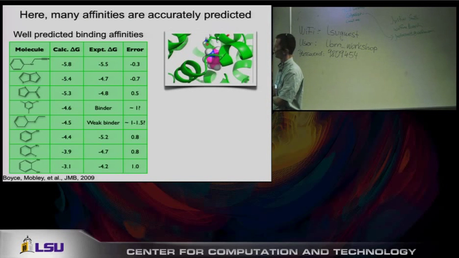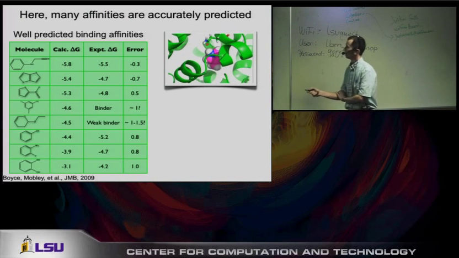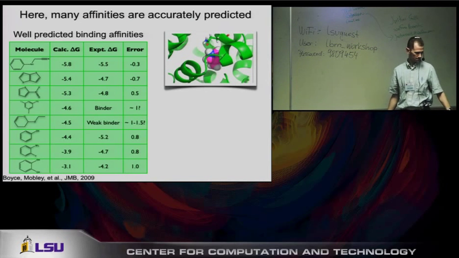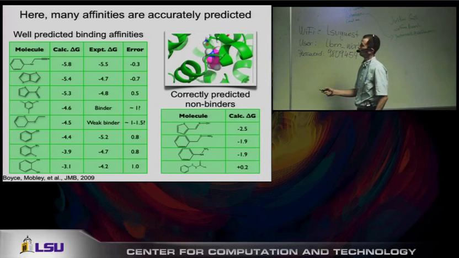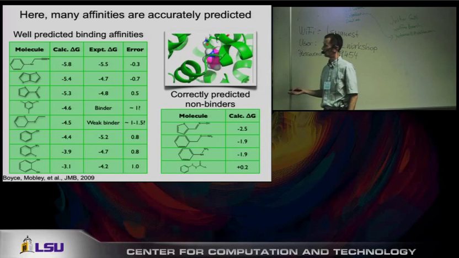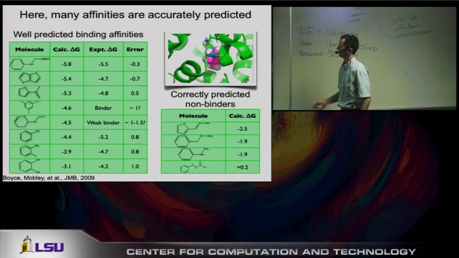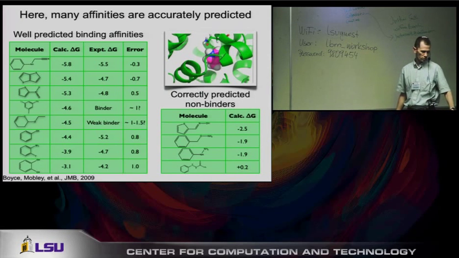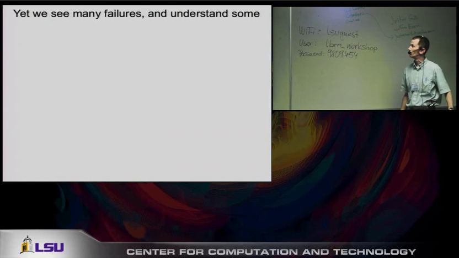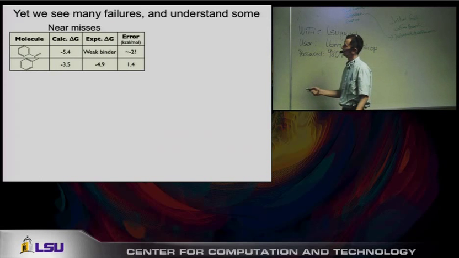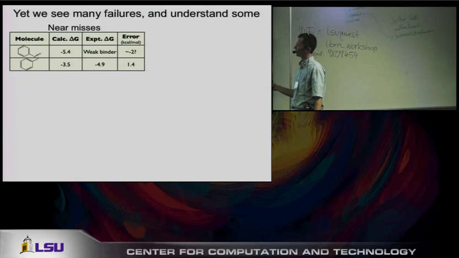This category is basically stuff where we're off by less than 1.5 kcal per mole. In some cases the experiment didn't get a number, they just got a rough idea, but those looked pretty good. There were some cases where we correctly recognized that they don't bind or bind very weakly, like these. What's more interesting, I think, is when we don't do well. Here's a couple where we got pretty close. The error was a bit larger than we would have liked.